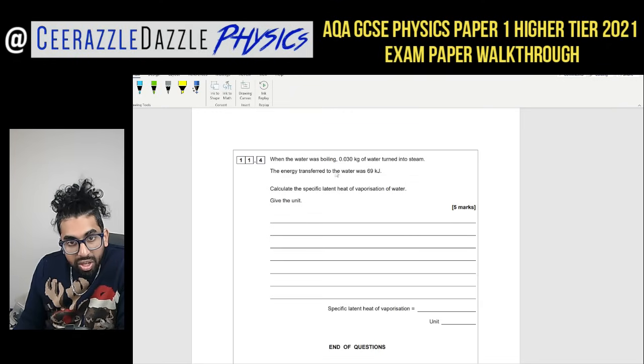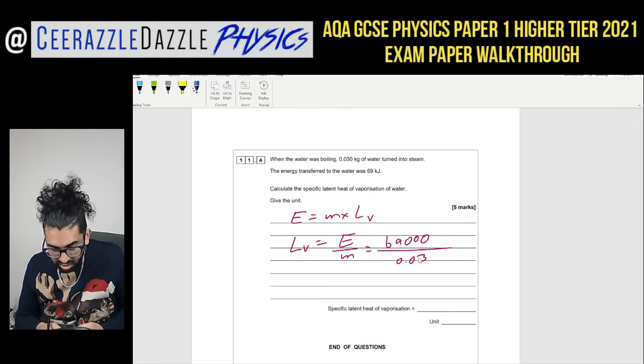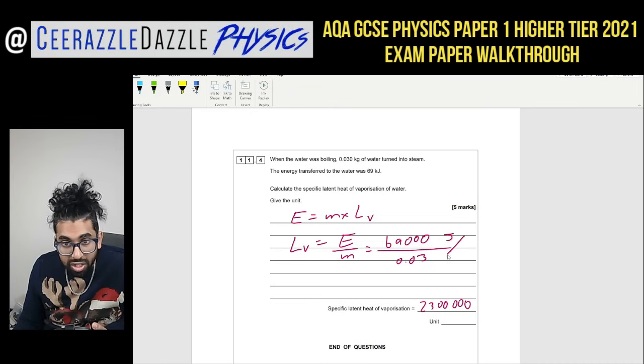So now we're just going to try and rearrange it. So energy is equal to mass times by the latent heat of vaporization. Therefore, latent heat of vaporization is equal to energy divided by the mass. The energy was going to be 69,000 divided by the mass, 0.03. So it's going to be over here, 69000 divided by 0.03. I'm getting the value of 2300123, and the units, because you're dividing joules, which is energy, by kilogram, it is joule per kilogram over here. Easy stuff.